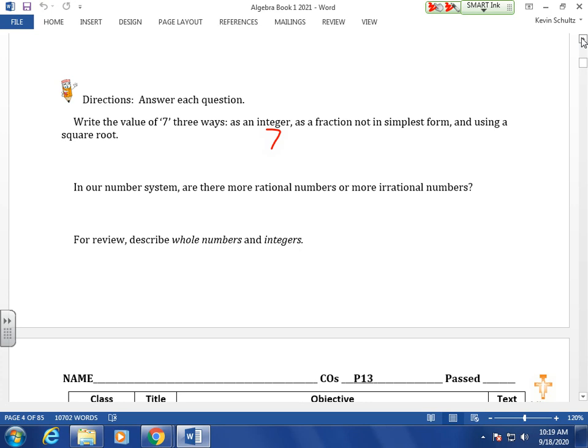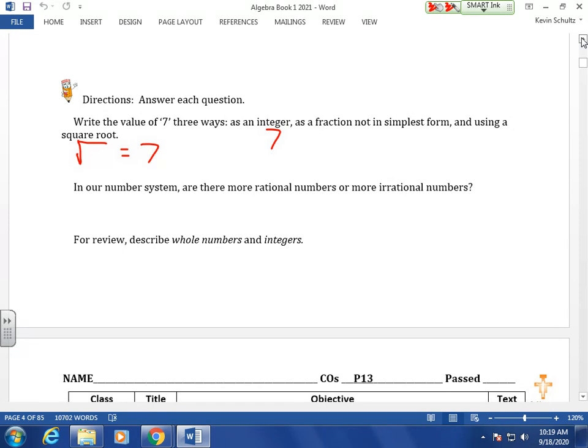But then a second way, write the value of 7 as a fraction not in simplest form. So you're writing a fraction with the value of 7 that's not in simplest form, and then using a root. So what square root has a value of 7? Are these questions or are they answers? If they're answers, put your hands down. Question, Caleb. So are you trying to, for the square root, make it into the number 7? Right. So you're looking for the root of what equals 7. That's what I'm looking for.